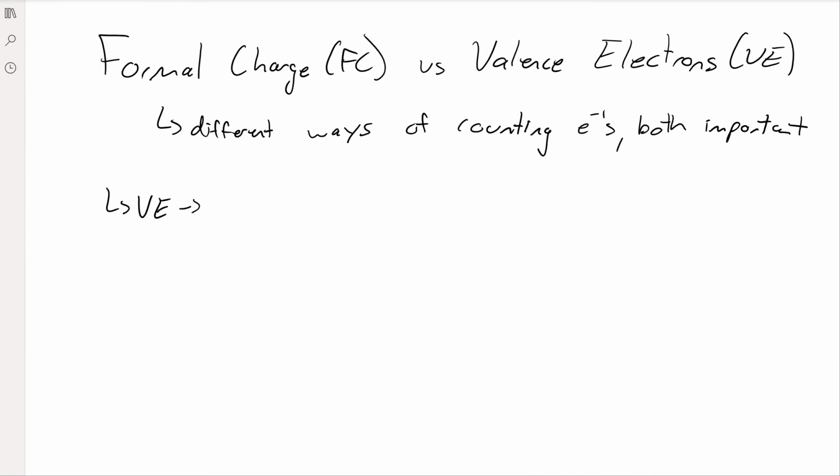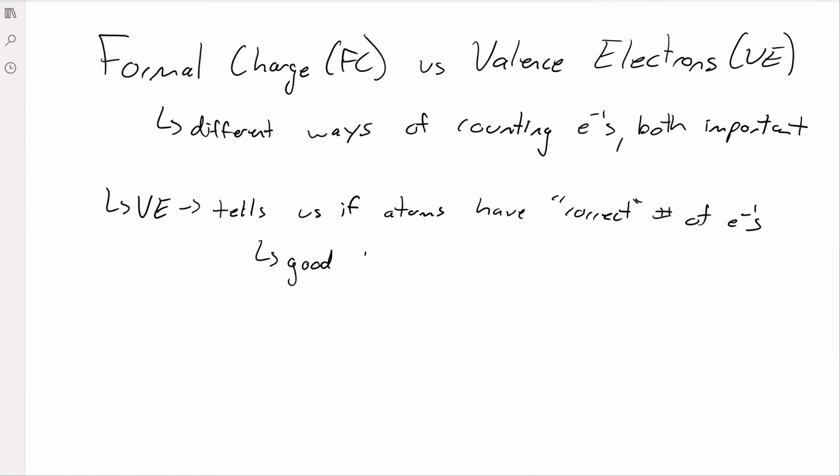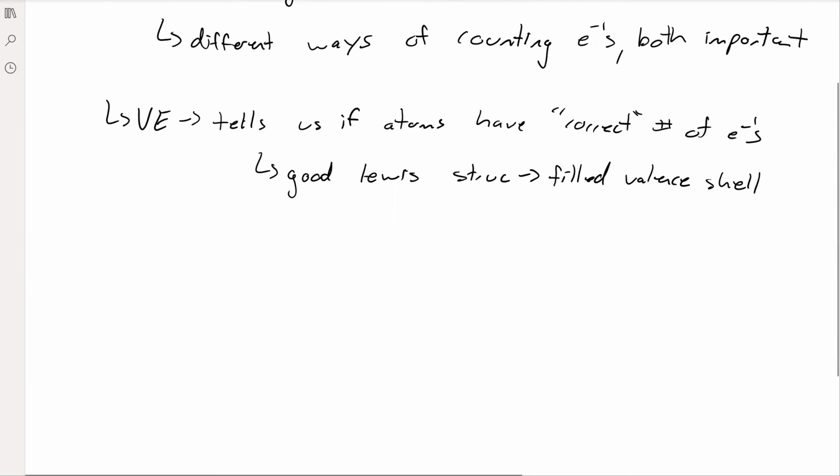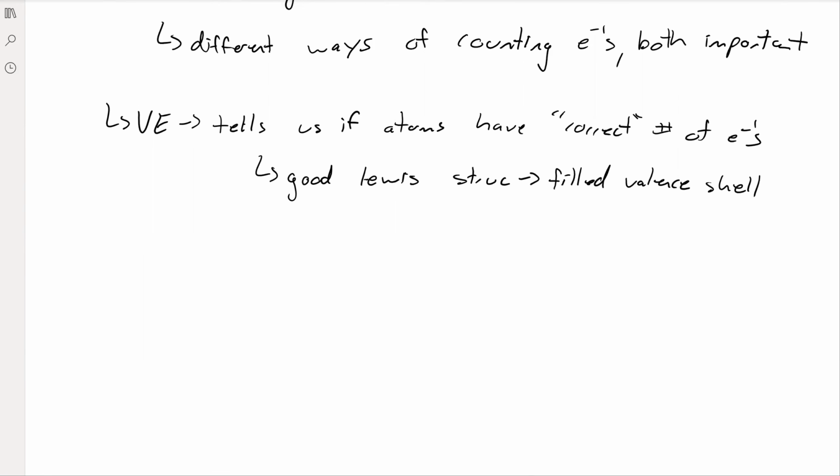So let's take a look at valence electrons. Valence electrons tell us if atoms have the, quote unquote, correct number of electrons, right? And if we have a good Lewis structure, we will have a filled valence shell. Most often an octet, but as we know, some elements don't want a full 8 valence electrons. But in a good Lewis structure, everything will have a filled valence shell.